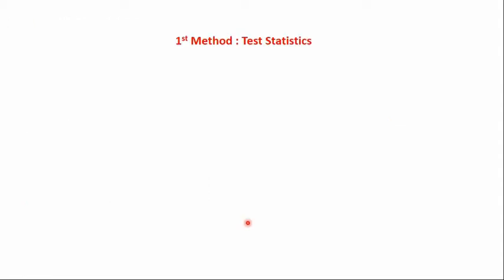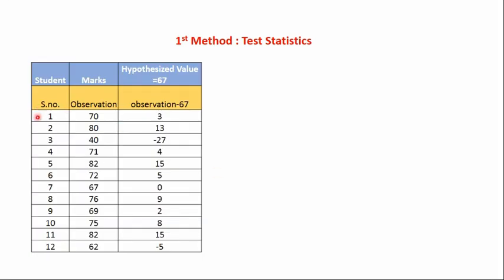First method, which we study at our UG and PG level. Here is the serial number of students, and this is marks. We can say observation. Hypothesized value 67. Take the difference: observation minus 67. 70 minus 67, 80 minus 67, 40 minus 67. Friends, you have to note down the differences with signs.